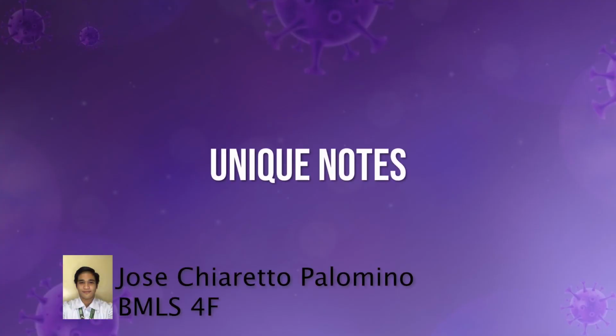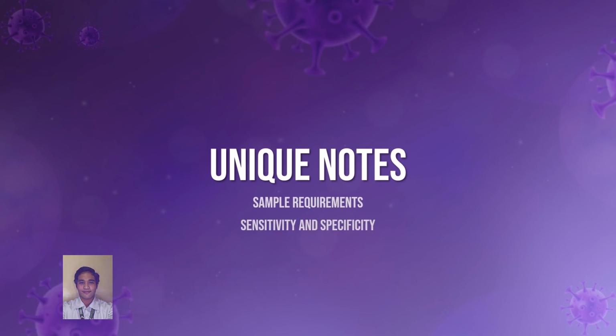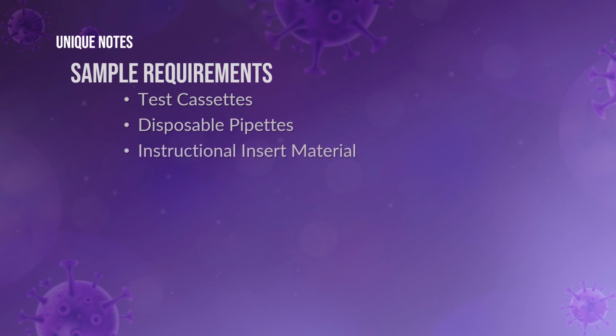Here we have the unique notes. We have the sample requirements, sensitivity, and specificity. Sample requirements: we have the materials provided, the test cassettes, which contain mouse anti-beta hCG, disposable pipettes, instructional insert materials, and the specimen collection container. For the specimen collection preparation, a urine specimen must be collected in a clean and dry container and transferred using a disposable pipette, and the first morning urine specimen is preferred. Blood should be collected into a clean tube without anticoagulants. Separate the serum from the blood as soon as possible to avoid hemolysis.